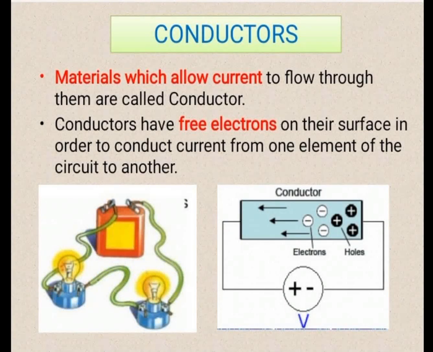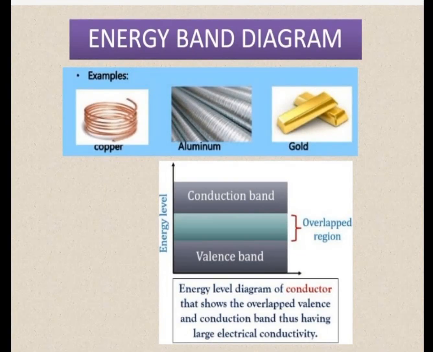Conductors. A material acting as a conductor contains electrons and holes, and it contains electrons as the majority charge carriers. The materials which allow current to flow through them are called conductors. Conductors have free electrons on their surface in order to conduct current from one element of the circuit to another. The first diagram shows that due to the conduction property of the conductors, the bulb glows. The second diagram portrays that it has electrons and holes in it. Some examples of conductors are copper, aluminium and gold.